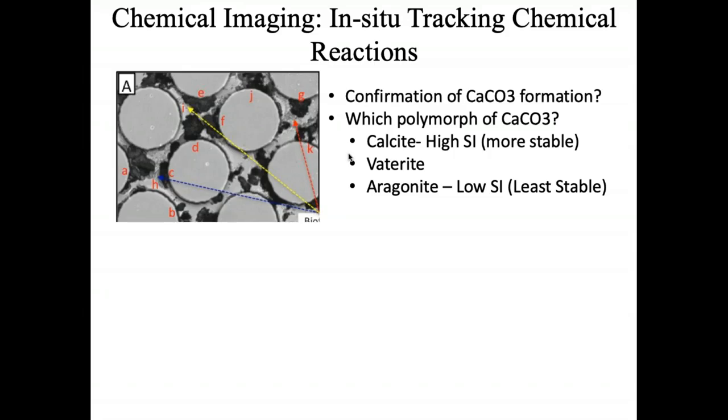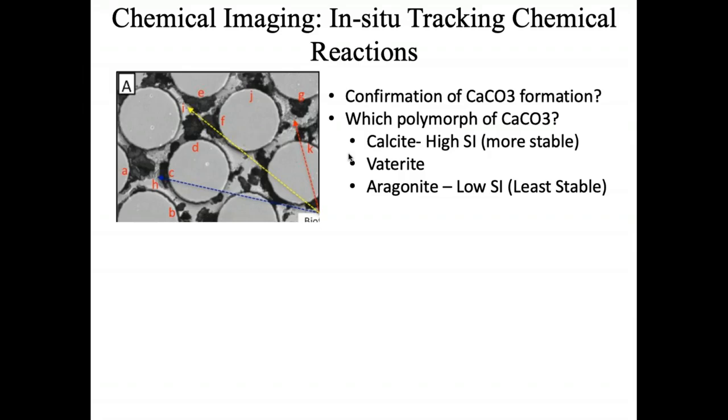Some of you probably know that I talked about this calcium carbonate precipitation. Calcium carbonate has different forms. It can form as calcite, vaterite, or aragonite, and all these forms have different solubility indices. Calcite is more stable, whereas aragonite is least stable. So once we are doing this biomineralization process, we want to know what form of calcium carbonate is formed. If it formed calcite, it would be more stable and would stay there. But if it's aragonite, it probably might not stay and would dissolve back. So we want to check those things.